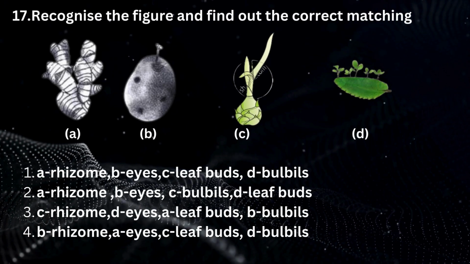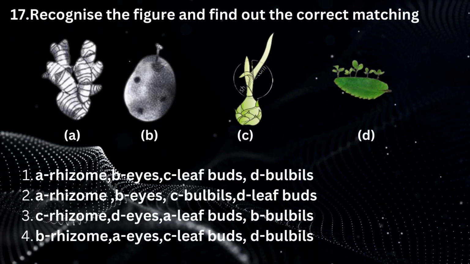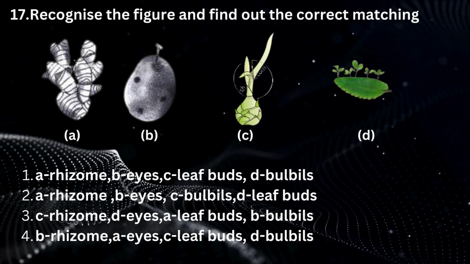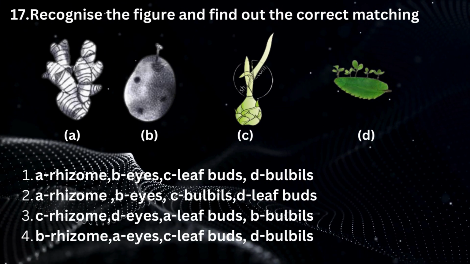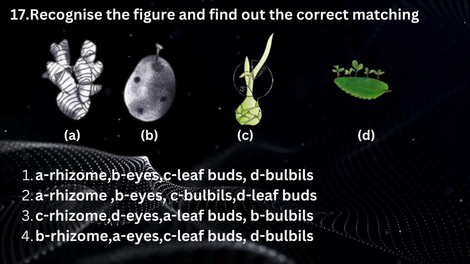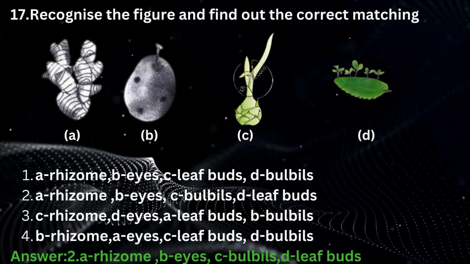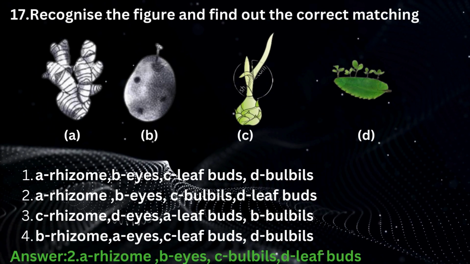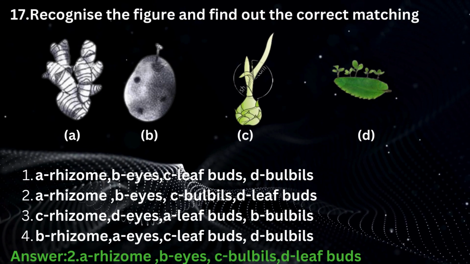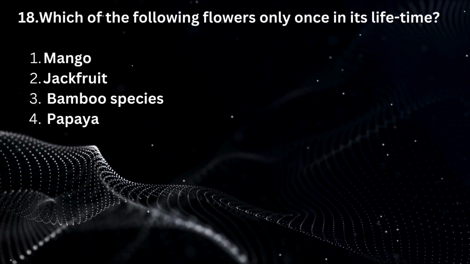3. C rhizome, D eyes, A leaf buds, B bulbils. 4. B rhizome, A eyes, C leaf buds, D bulbils. The answer is 2. A rhizome, B eyes, C bulbils, D leaf buds.